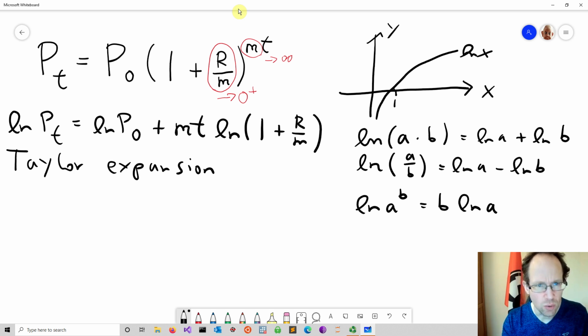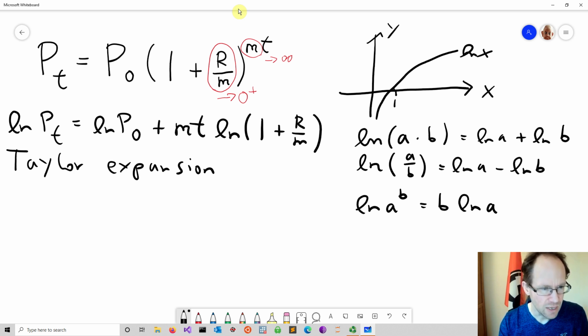Now we already know, we discussed it here, that r divided by m will go to 0 plus. So this becomes a number very close to 0. So what we try to approximate is basically the function value at 1, because we have here 1 plus something very close to 0. Not quite, but getting very close to 0.